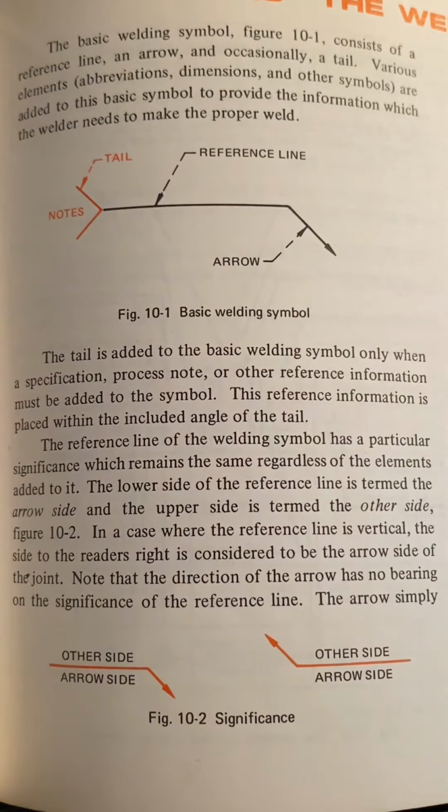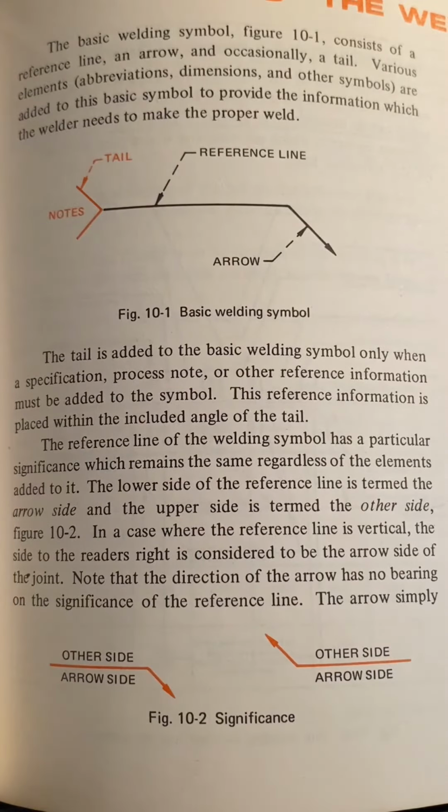The tail is added to the basic welding symbol only when a specification, process, note, or other reference information must be added to the symbol. This reference information is placed within the included angle of the tail.